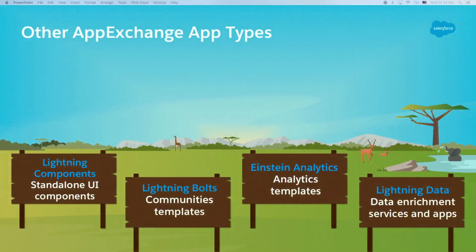So just as a quick reminder or a quick note, if you go to the AppExchange, there's some other AppExchange types out there besides just applications. There's standalone Lightning components, Lightning bolts, Einstein Analytics, and Lightning data. These are all relatively new, and there are ISVs that are building out Lightning components and Lightning bolts, which are community templates or analytic templates or data enrichment services and apps. It's a small but rapidly growing environment of the AppExchange.